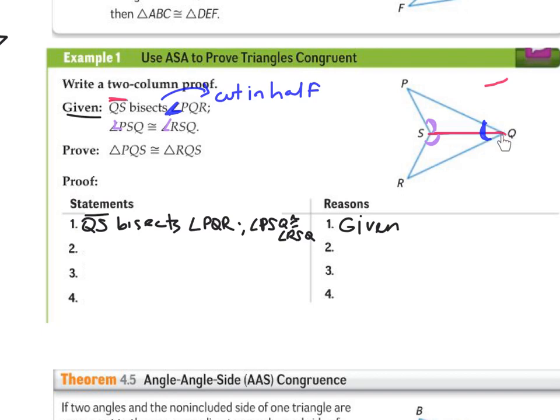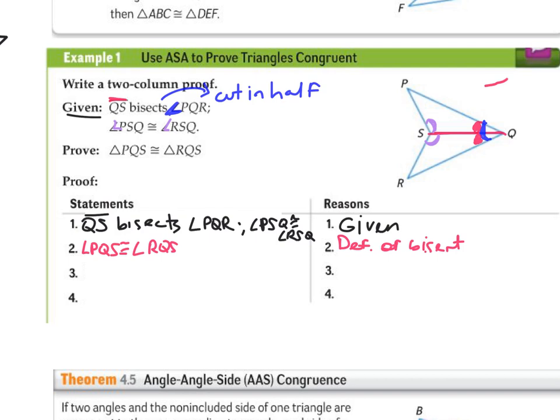So I'm told QS bisects this angle. Remember, bisect means to cut in half. So I know that since this angle is cut in half, each half is equal to itself. So I can say angle PQS, that's this angle right here, is congruent to angle RQS, so this one over here, and the reason for that is they're being bisected. So definition of bisect. When an angle is bisected, it's cut in half, right down the middle.